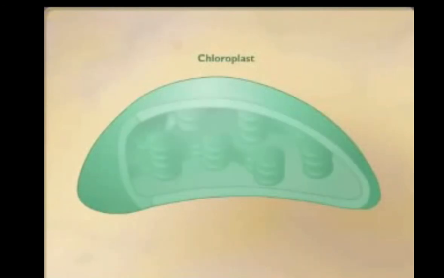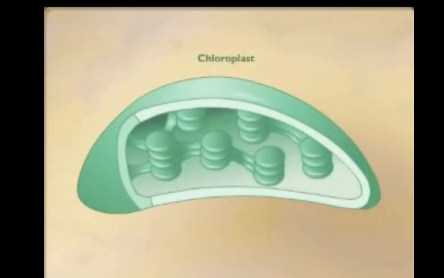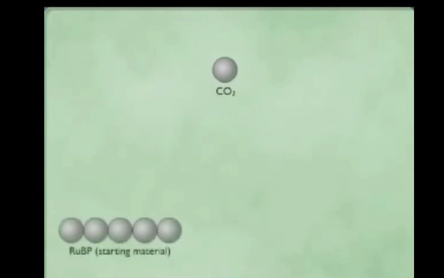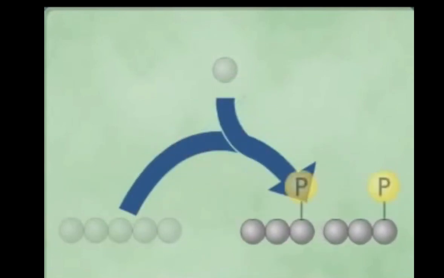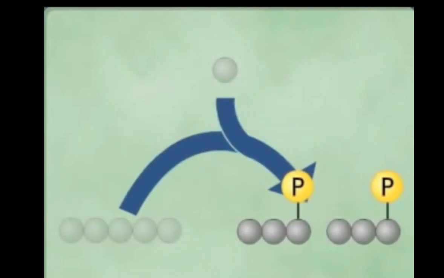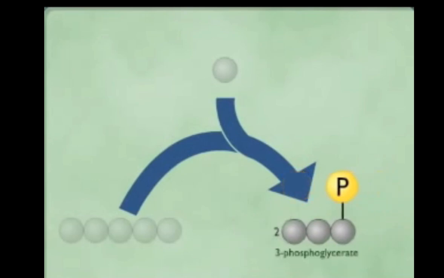The Calvin cycle is a series of reactions that results in conversion of carbon dioxide into the organic molecules needed to build new cells. It occurs in the stroma, which is the area of the chloroplast surrounding the thylakoid membrane. During the Calvin cycle, carbon dioxide, CO2, is added to a 5-carbon molecule called RuBP. The resulting 6-carbon molecule is unstable and quickly splits into 2 3-carbon molecules, called 3-phosphoglycerate.